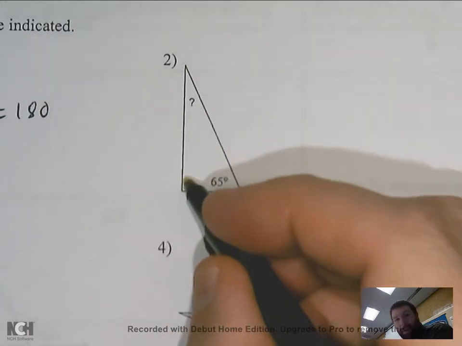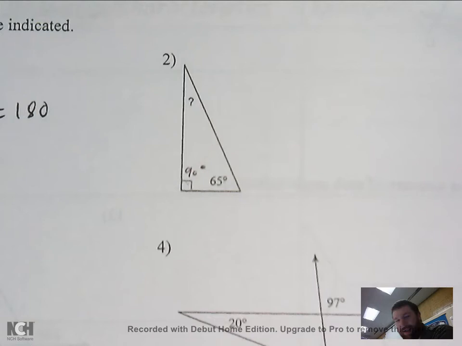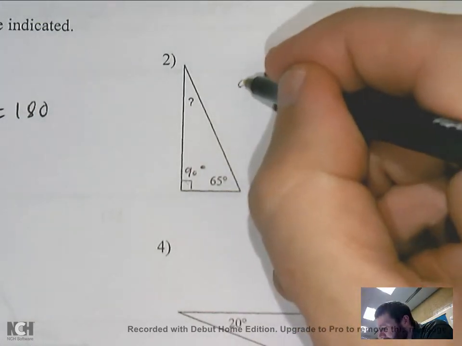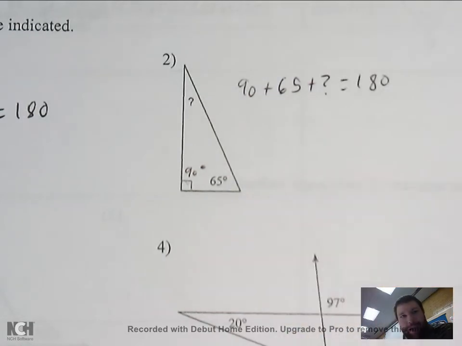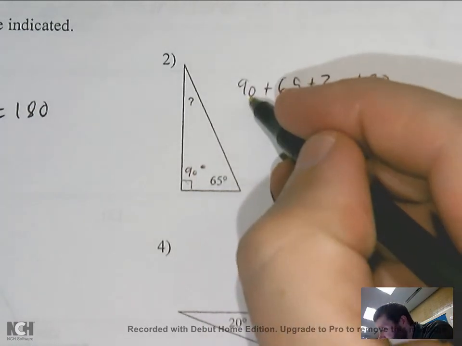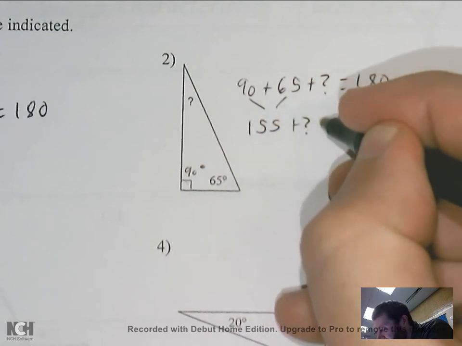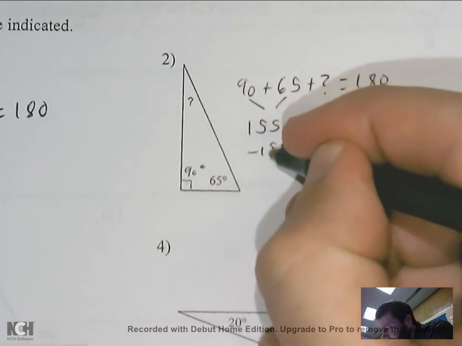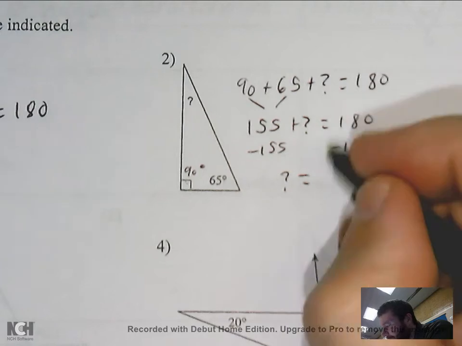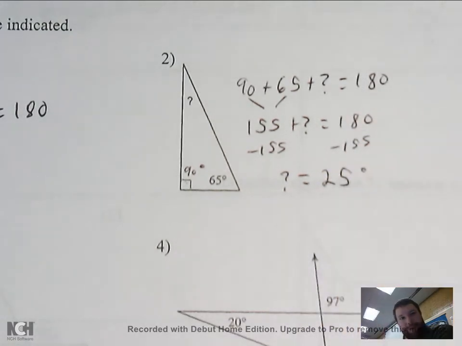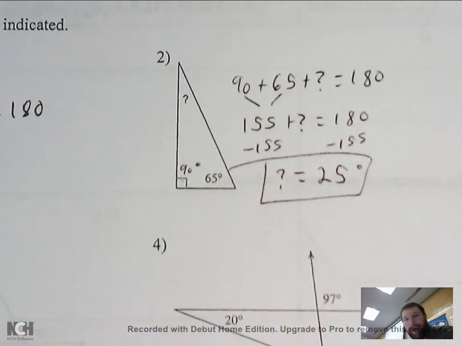I know these two angles, the box means 90 degrees, right? Okay, so I just add those together and set it equal to 180. So 90 plus 65 plus question mark equals 180. So again, just to show you what I did on the calculator in the first problem, I combined the like terms. So 90 plus 65 is 155 plus question mark equals 180. And then you would minus the 155 from each side, and the question mark would have to equal 25 degrees. So that would be your answer. Okay, not too tough, right?